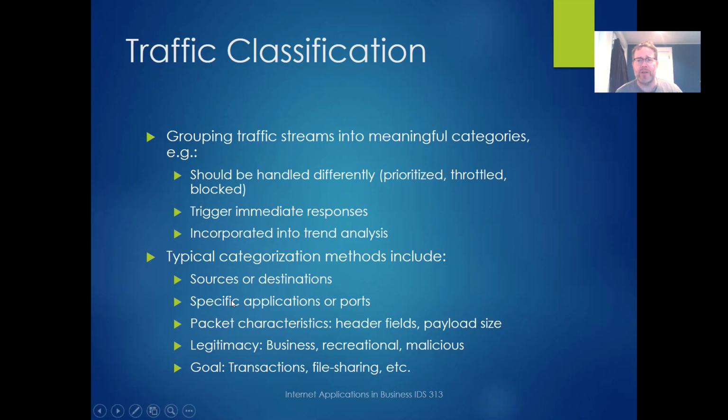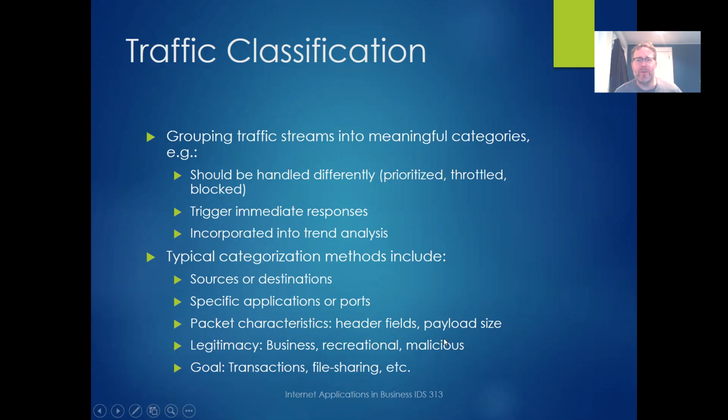Of course, specific applications or application ports. So, you know, if email is a low priority application, voice over internet or real-time video, probably something you want to have happen with minimum latency. The different packet characteristics, you could look at that. For example, looking at part of this information you're just going to get from the header. Other things you might look at is payload size, and some of that you could again associate with different applications. Legitimacy, so business traffic generally has highest priority, recreational, typically throttled, malicious, typically blocked if you can identify it.